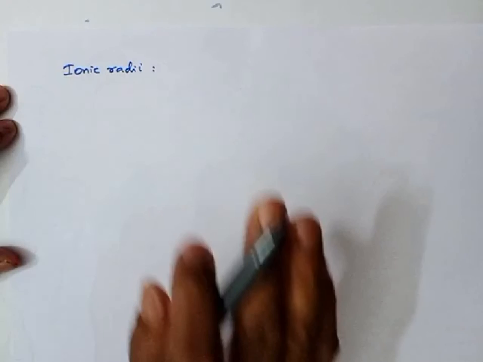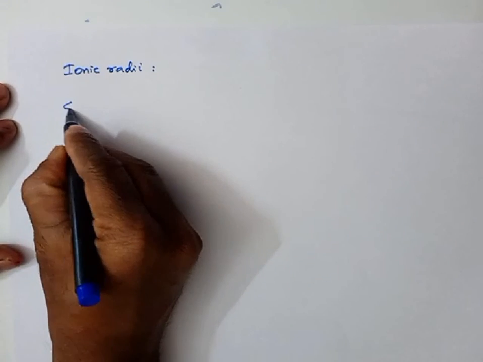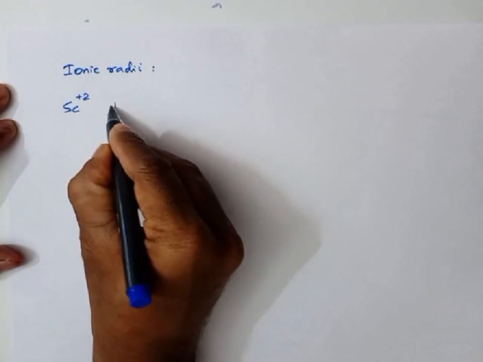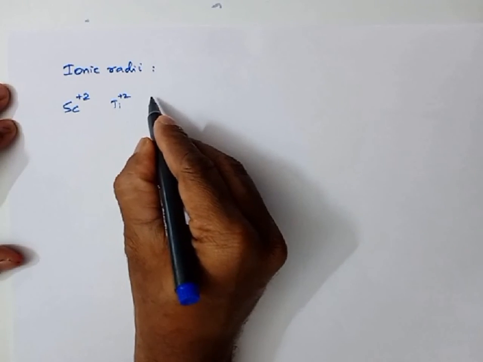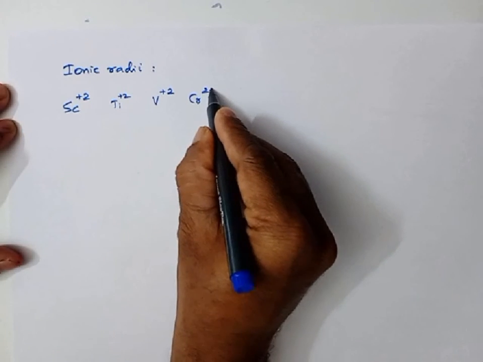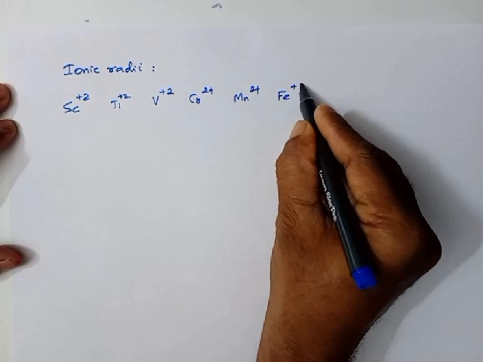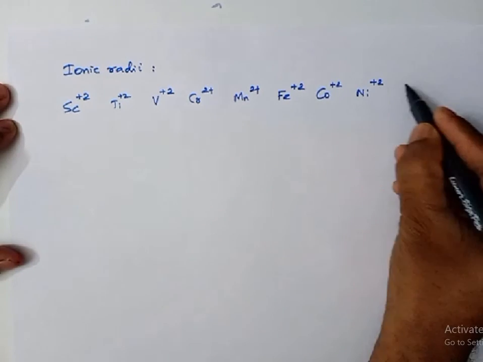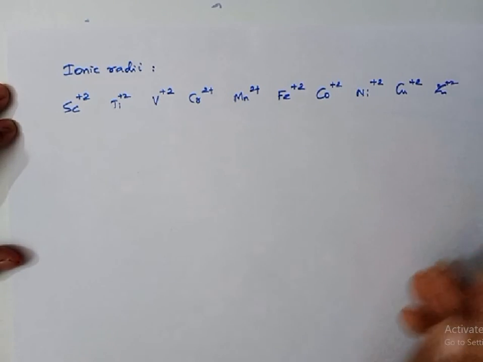I'm going to consider only the 3d series. In the 3d series, I'm going to take the metals in the +2 oxidation state: scandium, titanium, vanadium, chromium, manganese, iron, cobalt, nickel, copper, zinc, all elements in their +2 state.